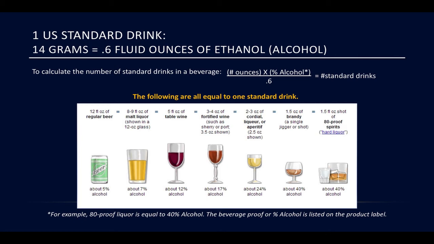A 5-ounce glass of wine containing 12% alcohol is one standard drink, and a shot of 80 proof liquor is also one standard drink. You should always make sure that your patient understands these parameters when describing what they drink. Using a visual aid that shows what a standard drink is can help make sure that you and your patient are both on the same page.